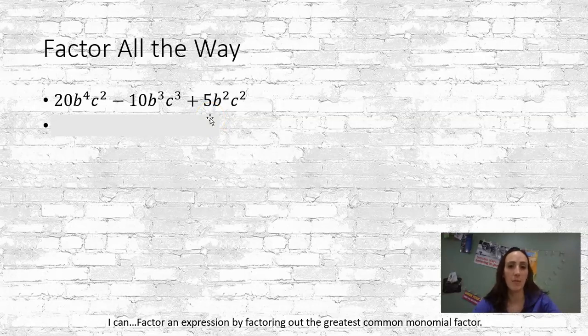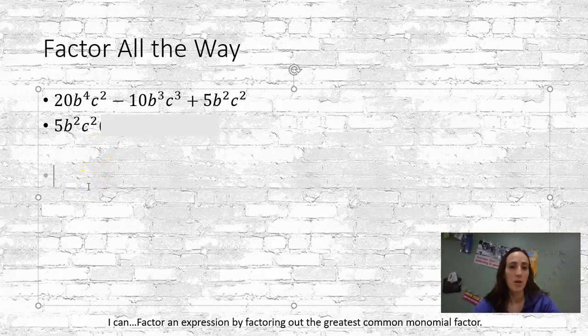So I'm going to take a 5 and I'm going to pull a 5 out front. And then I want to look at my variables. I'm going to look at one variable at a time. So my b's, I have b to the fourth, b cubed, and b squared. All of those have at least two b's on them, so I'm going to pull the 5 out front and a b squared out front. I'm also going to look at my c's. I have c squared, c cubed, and c squared. All of those have at least a c squared as part of their factors, so I'm going to pull that out front as well. So I'm going to take those three terms, they're going to get pulled out front.